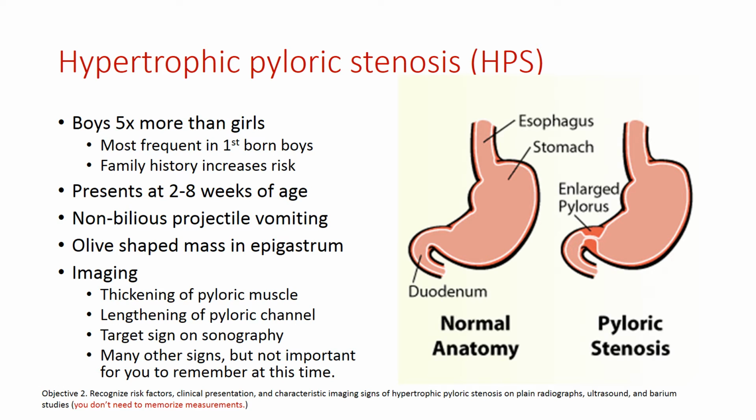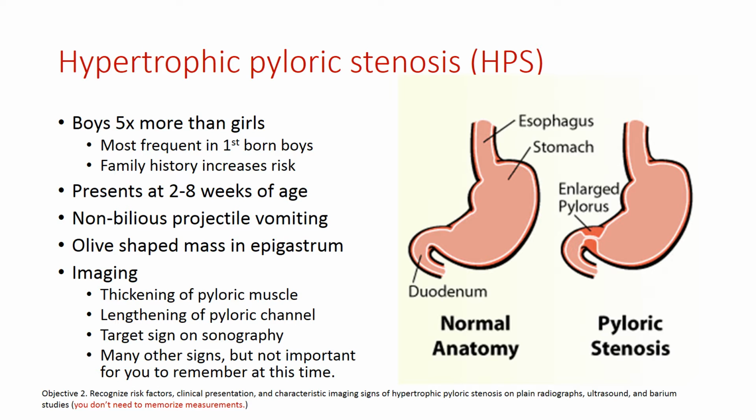Okay, let's talk about pyloric stenosis. Pyloric stenosis is a congenital abnormality, but it doesn't present until later on in life. Usually it'll present between 2 and 8 weeks, normally around 4 weeks or so. Boys are much more likely to have pyloric stenosis than girls, and for some reason, and I don't have any idea what the reason is, this seems to be more frequent, or the most frequent, in firstborn boys.